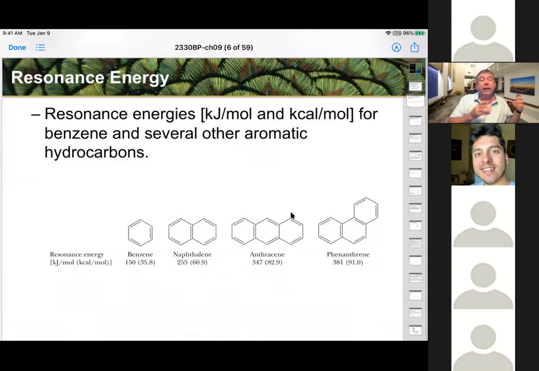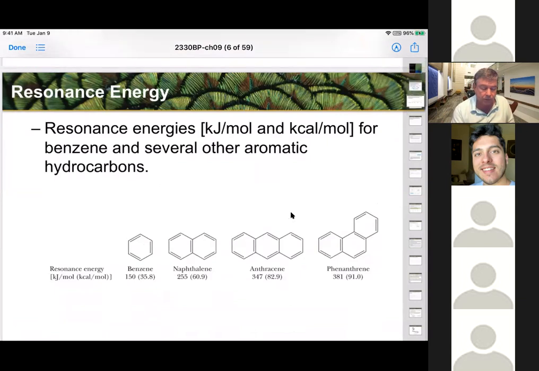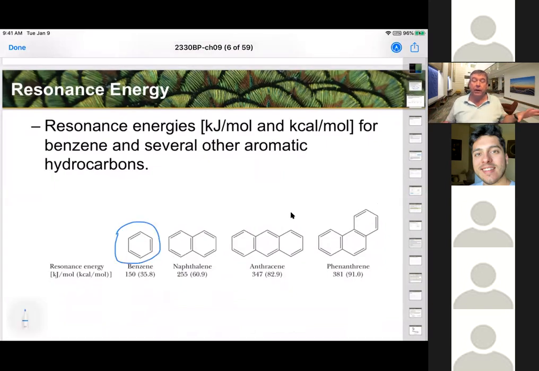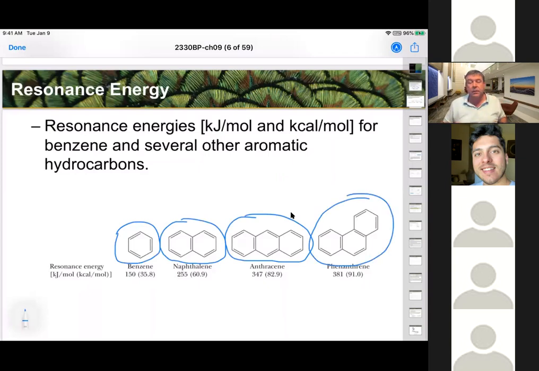Okay, so this works not only for a single ring in the case of benzene right here, but what it also works for is the idea that we can have multiple rings as long as they're flat and as long as they have the right number of electrons. You'll get this same resonance stability over bigger and bigger ring systems. Okay. So what we see here is that it's not just isolated to a single ring, we can expand that to multiple rings. And they all have that same stabilization of energy. They all have that resonance energy to make them react differently than just having regular double bonds.